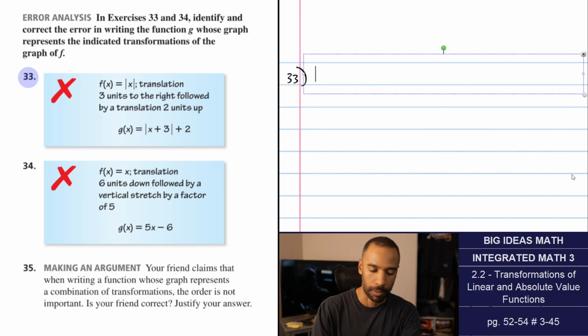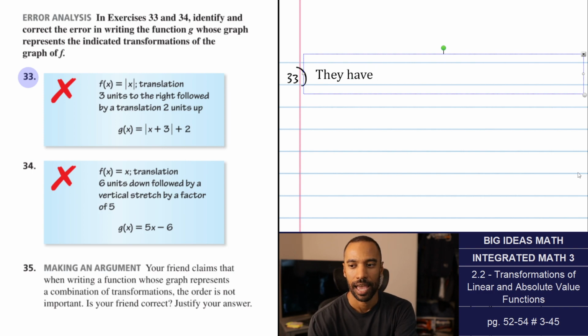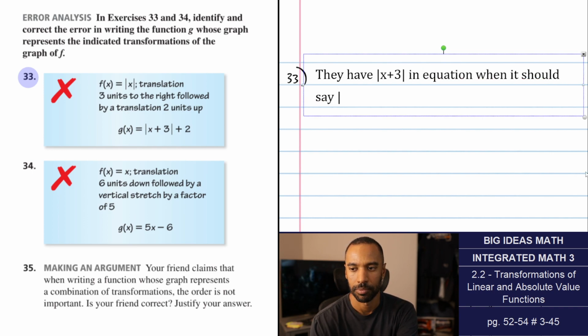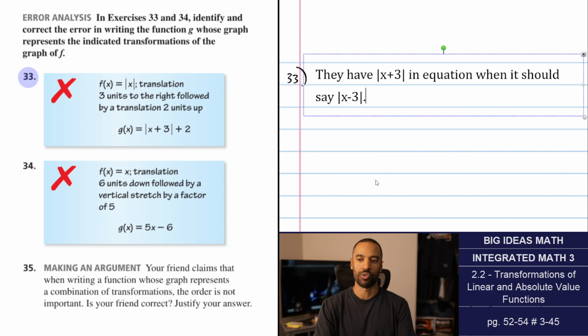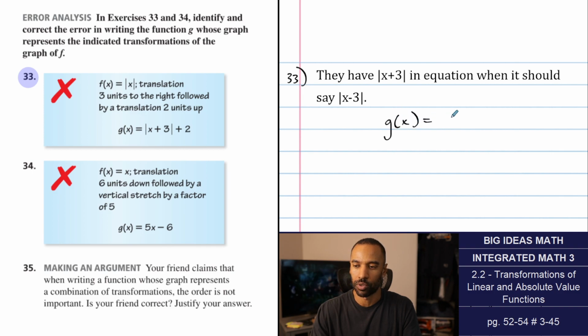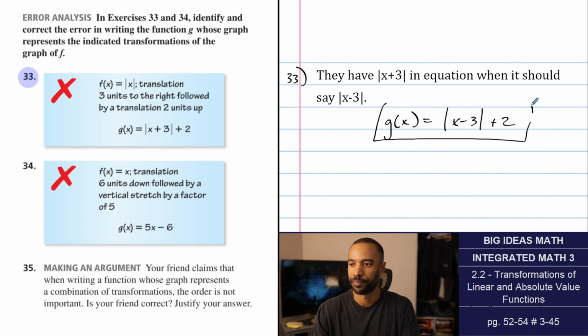So, their mistake, they have absolute value of x plus 3 in the equation when it should say absolute value of x minus 3. I mean, we can dig deeper into the why of the matter, but the whole formula aspect, right? You do the opposite of what's inside there. So really that's it. I mean, we've said it enough, so I'm going to do that. g of x equals absolute value of x minus 3. The plus 2 is correct. 2 units up is going to look like that.